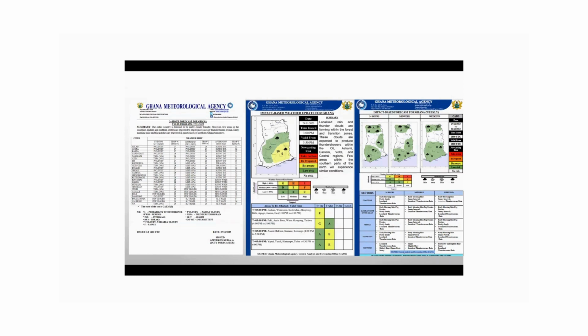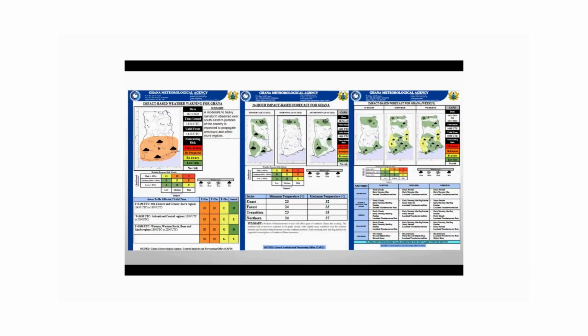But what happens is that the maps cover a larger area. With the table, it's just station by station, so you might not get where you are. So these are still examples from when we were having the Harmattan. Then on my right-hand side, that's the weekly forecast.